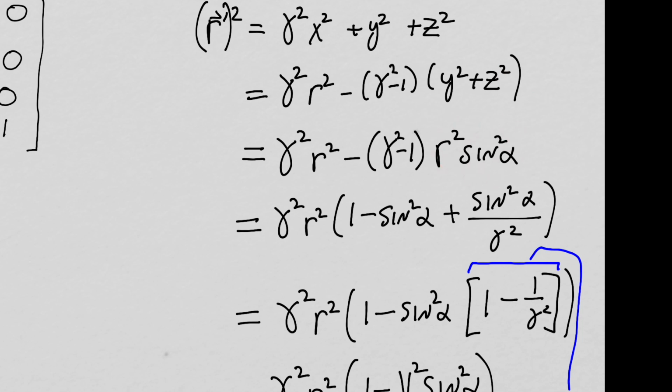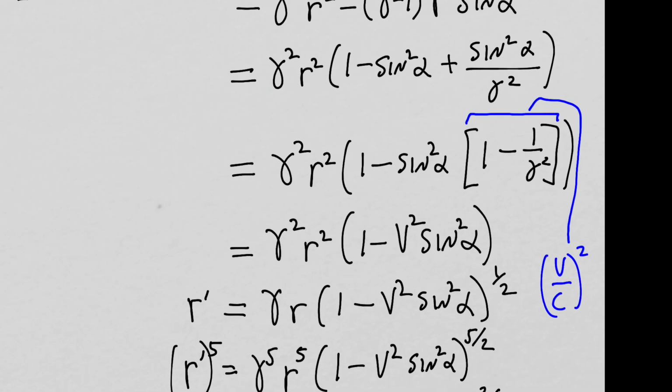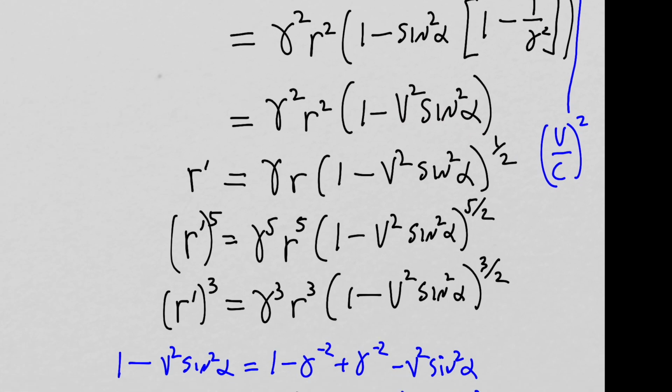And then I do a little crazy algebra. I pull out a gamma squared r squared from this whole thing, and then I compare terms, and I end up with this expression, 1 minus 1 over gamma squared. Well, that's v squared over c squared, right? Or if I use units where c is 1, it's just v squared. So I replace this with v squared, and now I'm getting gamma squared r squared times 1 minus v squared sine squared alpha. And that equaled, remember, r prime, the magnitude of r prime squared.